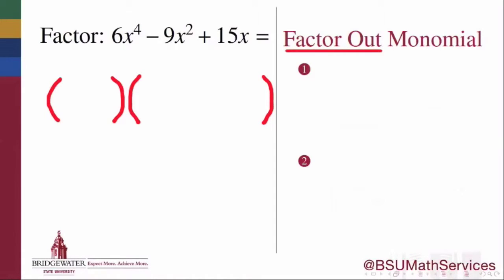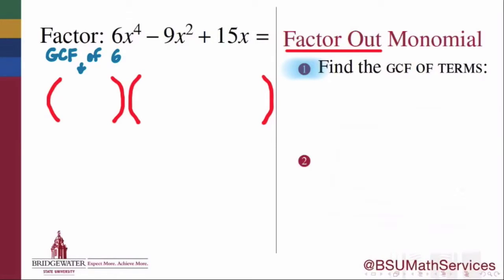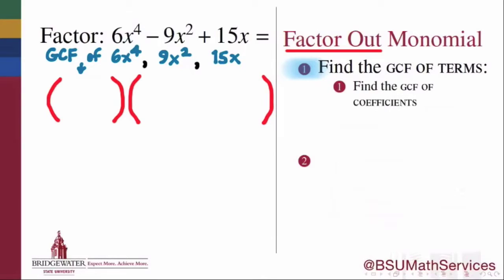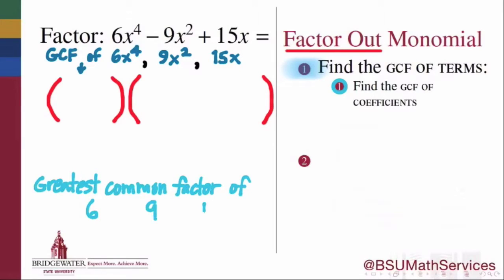So how can we factor a monomial out of the polynomial expression 6x to the fourth minus 9x squared plus 15x? First, we want to identify the greatest common factor of the three terms that make up this expression, 6x to the fourth, 9x to the power 2, and 15x. In order to find the greatest common factor of these terms, we're going to look for the largest expression, in a certain sense, which each of these terms is divisible by. We'll do that first by focusing on their coefficients. In this example, the coefficients are 6, 9, and 15.